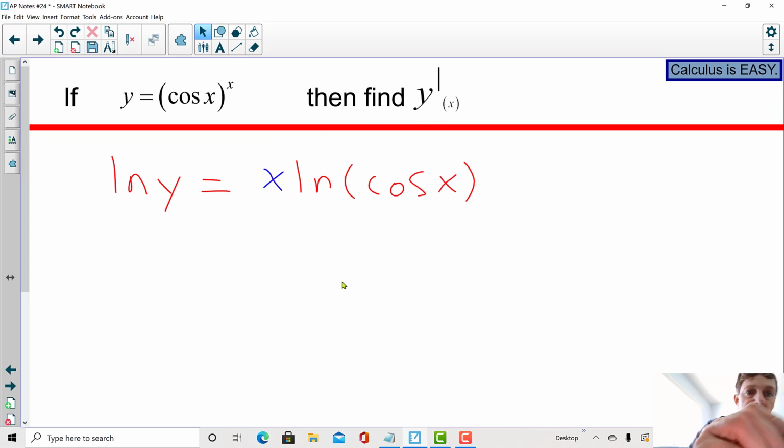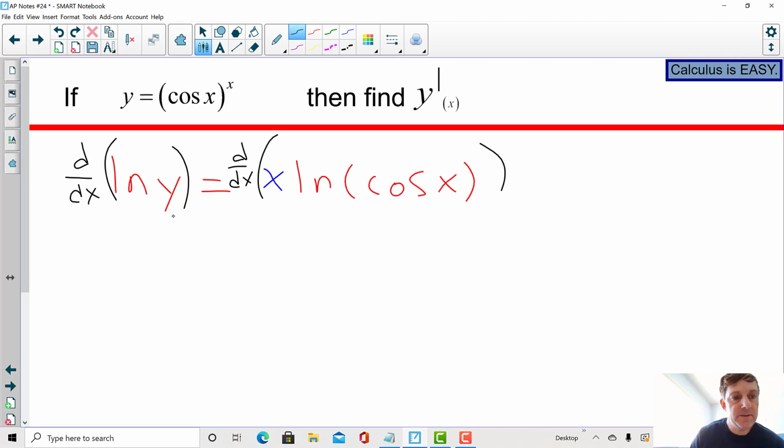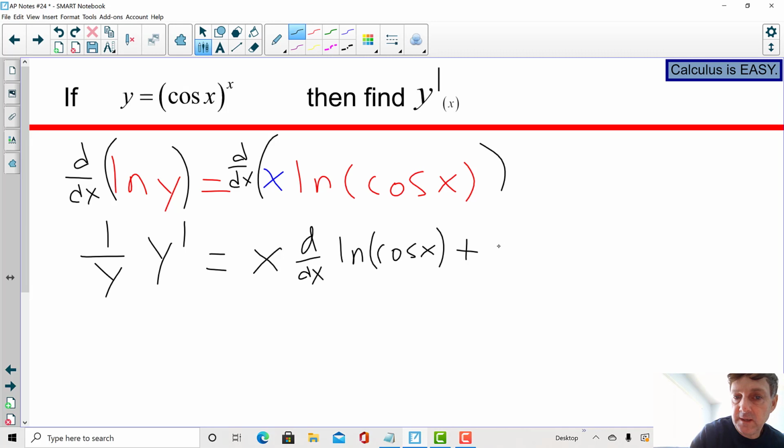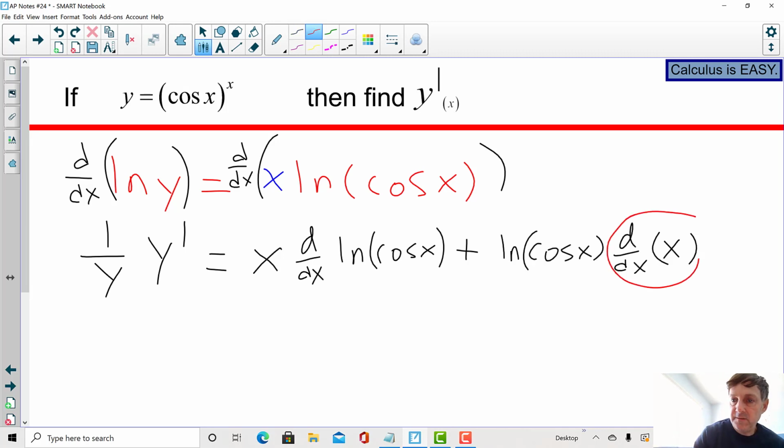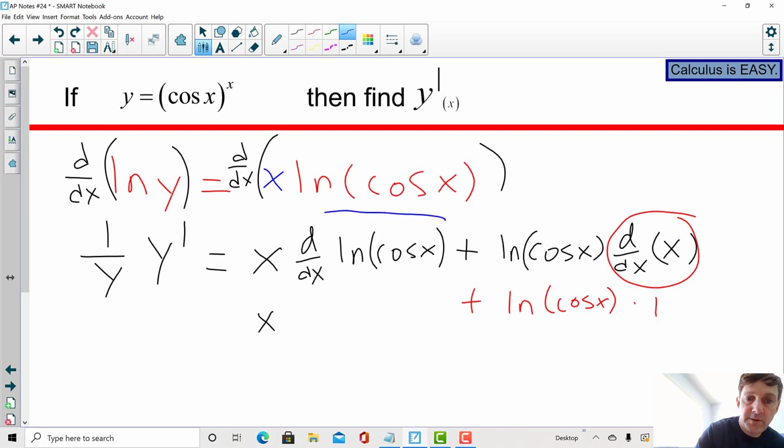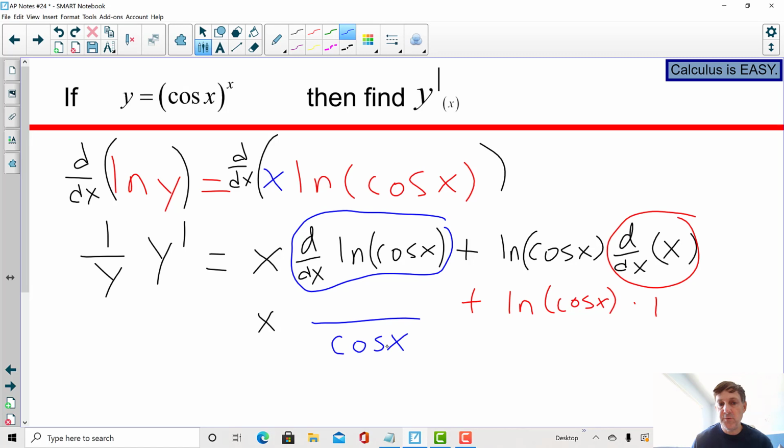Now we can do the derivative of both sides. On the left side, the derivative for ln of x would be 1 over x. So here we're getting 1 over y. But it's not an x, it's a y, so we have to do y prime. So we can do the first times the derivative of the second plus the second times the derivative of the first. Okay, this derivative is just going to be 1. This derivative is the tough one. We're going to get 1 over cosine times the derivative of cosine.